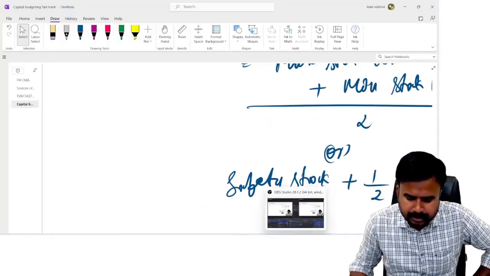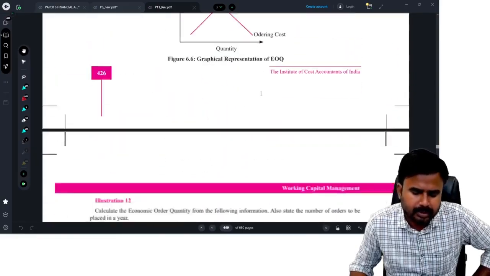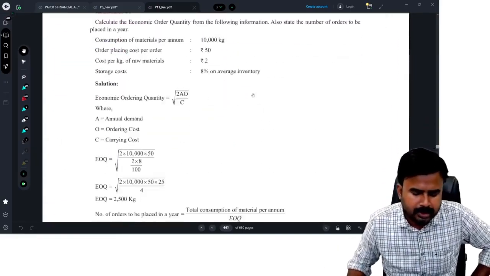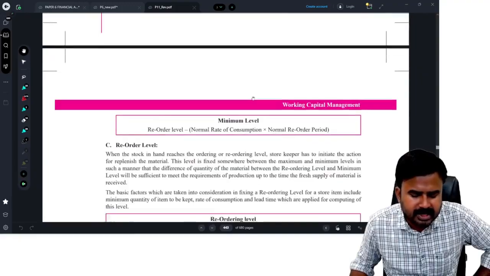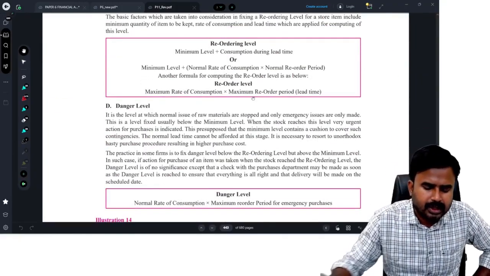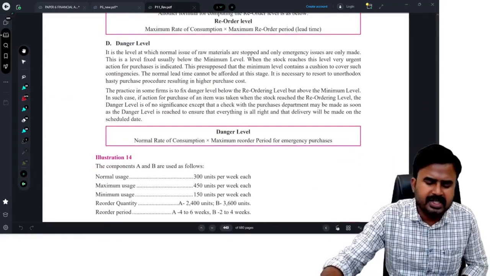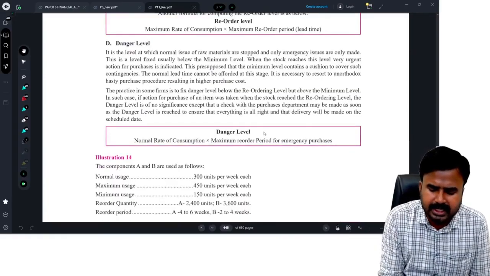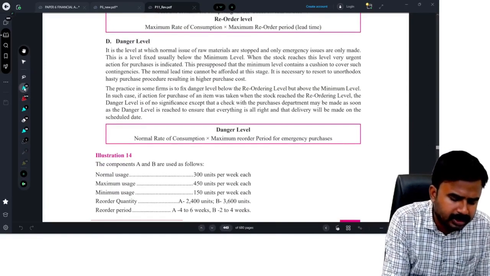Now I'm going to the part, the content which is given in the material. The final level is danger level. I'm just reading the sentence. Danger level is equal to, what is the formula here? Look at the formula.